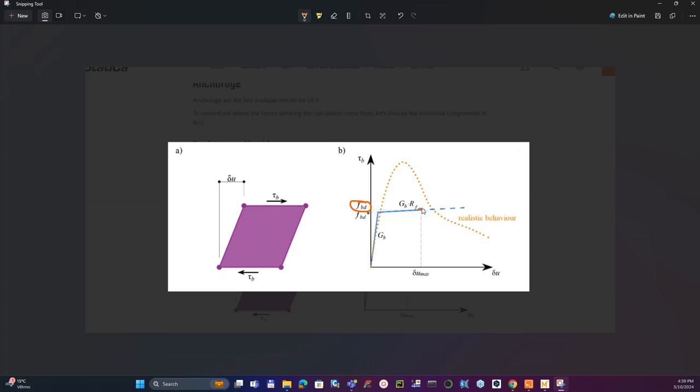So if we are here, this is my design bond stress, and we are sometimes getting a utilization of, let's say, 100.5%. And this is the reason, because we are not stopping the calculation on the design stress, but on the slipping criteria.